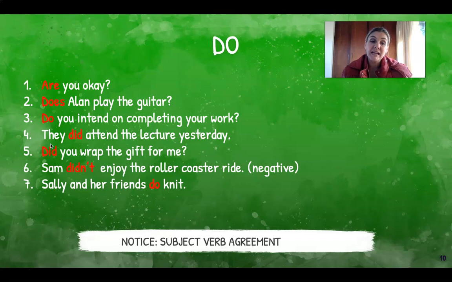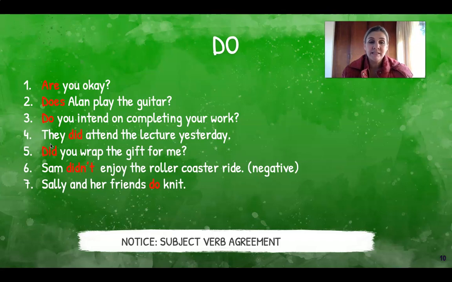Number 5. Did you wrap the gift for me? You can't say, does you wrap the gift for me? Do you wrap the gift for me? You could say that if you're standing at a counter at the shops and you've just bought a present, you could say, do you wrap the gift for me? Because maybe there's a counter where they wrap gifts. So you could have said do, or past tense, did you wrap the gift for me?